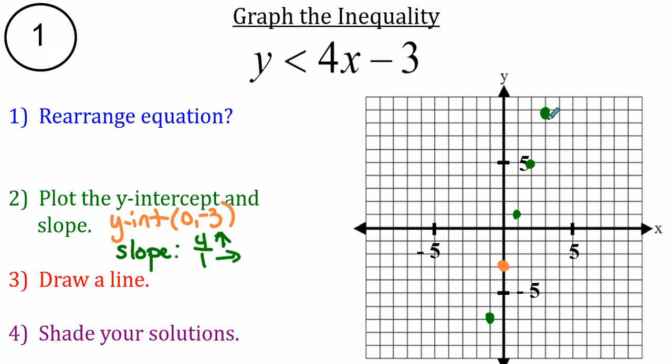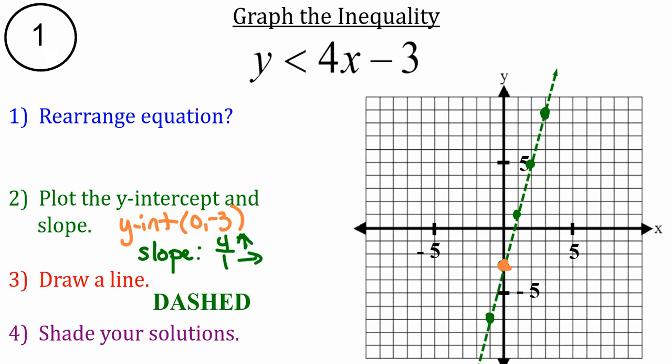So for us, we're going to look at our inequality symbol, and it's less than. So remember, when it was just less than, the boundaries were not included. So for us, we're going to show that by drawing a dashed line.